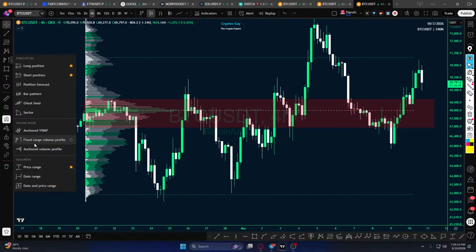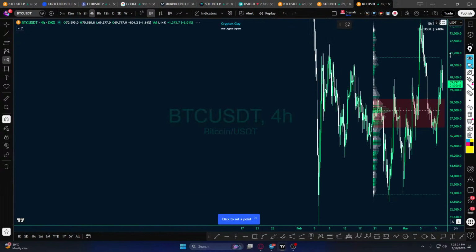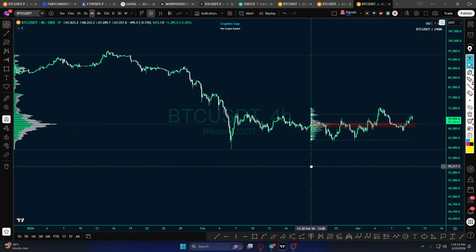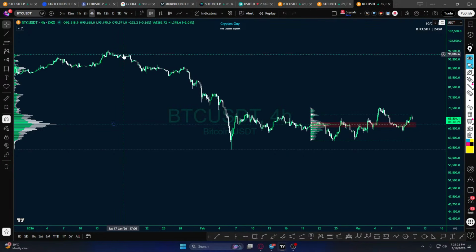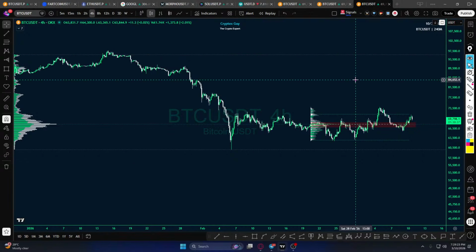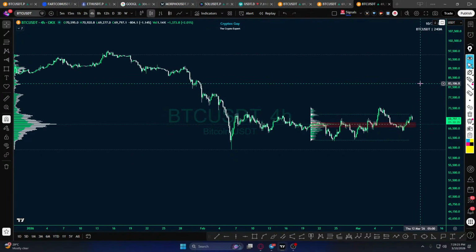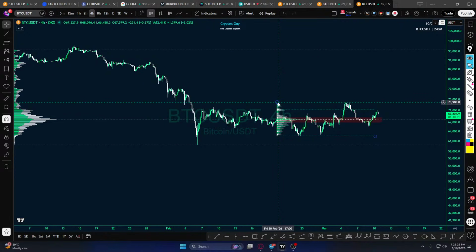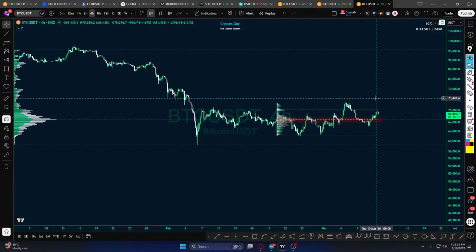There are two types of volume profiles: fixed volume profile and anchored volume profile. Anchored is where you calculate from, let's say, from here, and it will count everything after this. So let's say I calculated it after 17 Jan. From 17 Jan to 9 March or 10 March, it will calculate everything. But fixed range will calculate a fixed time, let's say from 20th Feb to 10th March, whatever the date is. So that's how you can calculate it.